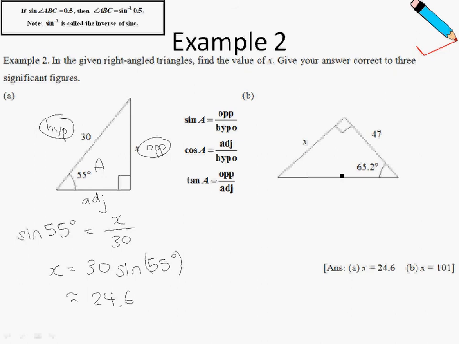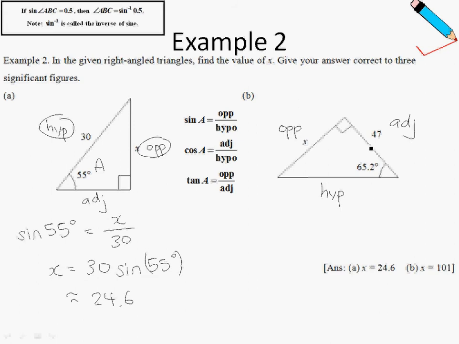Moving on to the next example. Once again, my reference angle is 65.2 degrees. With respect to this angle, the opposite will be this side. Take note that once again, the opposite is the side that does not touch the reference angle. So this is my opposite. The adjacent is the side that makes a 90-degree angle with the opposite. And finally, the last side has got to be my hypotenuse.